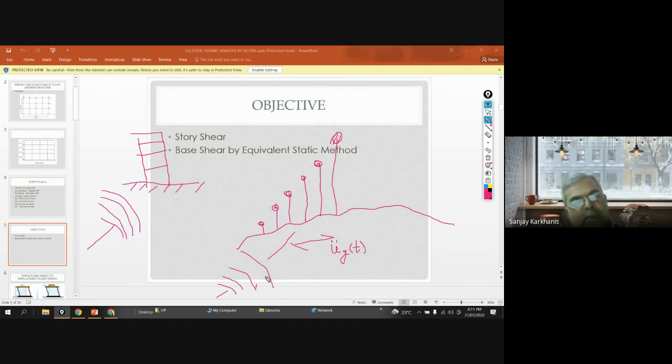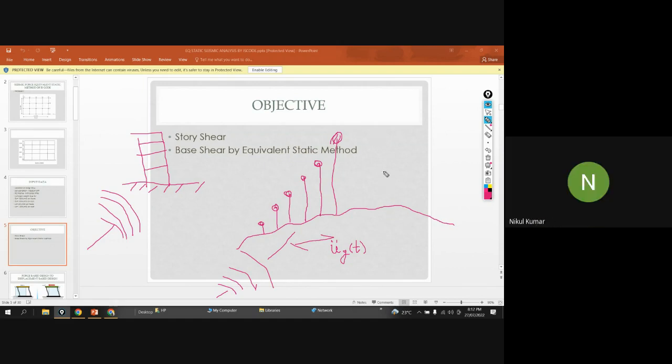So earthquake is a motion, and that motion is having some acceleration. U double dot g of t. g means ground and t means at any time t. So as the t changes, the acceleration will also change. Yes or no? Yes sir, earthquake एक ही है. Now इस एक earthquake को सारी बिल्डिंग सेम रिस्पॉन्स देगी या हर बिल्डिंग अलग अलग रिस्पॉन्स देगी? अलग अलग देगी सर.